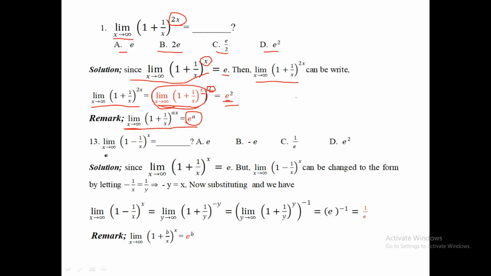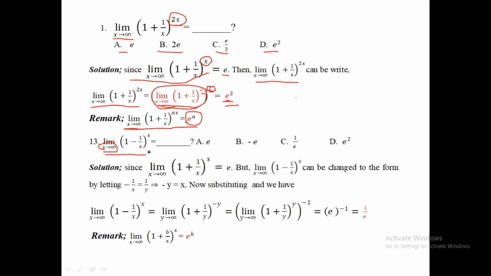Example 2. The limit of (1 minus 1 over x) to the whole power of x as x approaches infinity, or you can say as x approaches minus infinity. It works for both. X approaches positive infinity or minus infinity, the same thing. The question is the same.